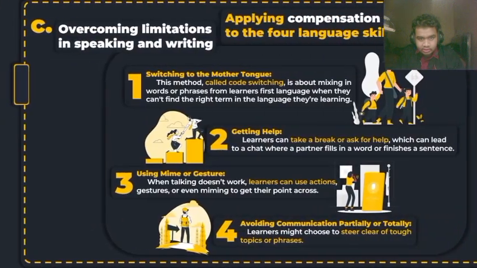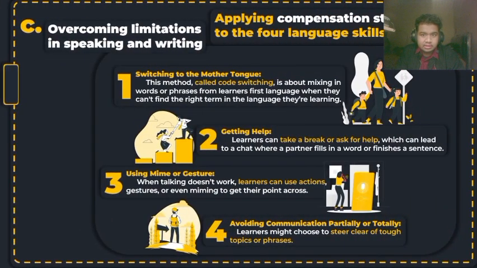Now moving to the last part, we have overcoming limitations in speaking and writing. First, switching to the mother language. This method, called code switching, is about mixing in words and phrases from the learner's first language when they can't find the right term in the language they are learning. For example, someone might use a word from their native language that sounds like the one they need, or blend both languages in a single sentence. Second, getting help. Learners can take a break or ask for help, which can lead to a chat where a partner fills in a word or finishes a sentence. They can do this by hesitating or throwing out a quick question to get a native speaker to share the right phrase.